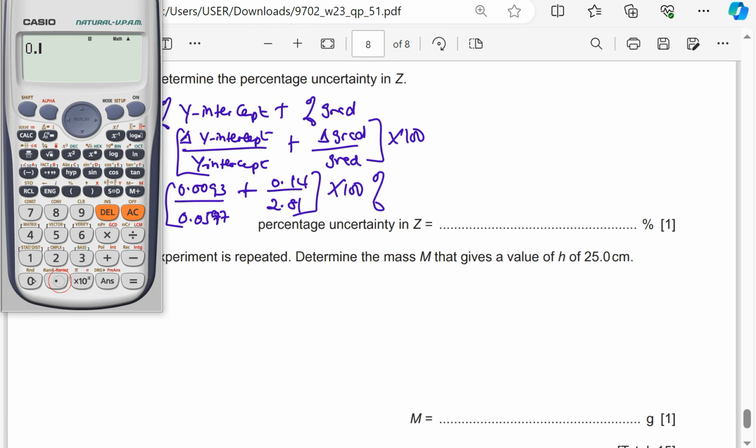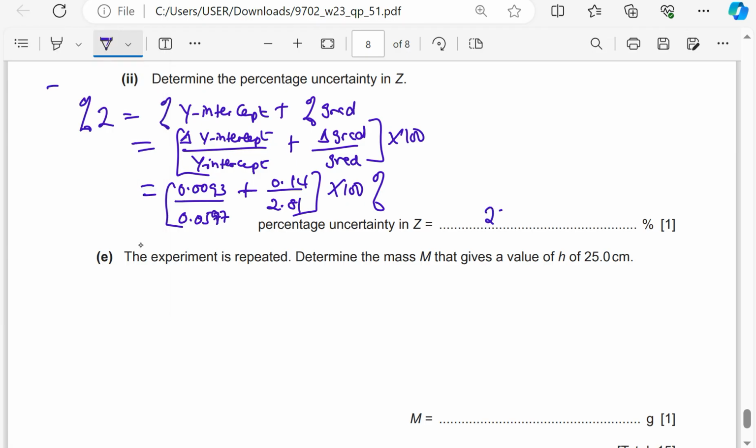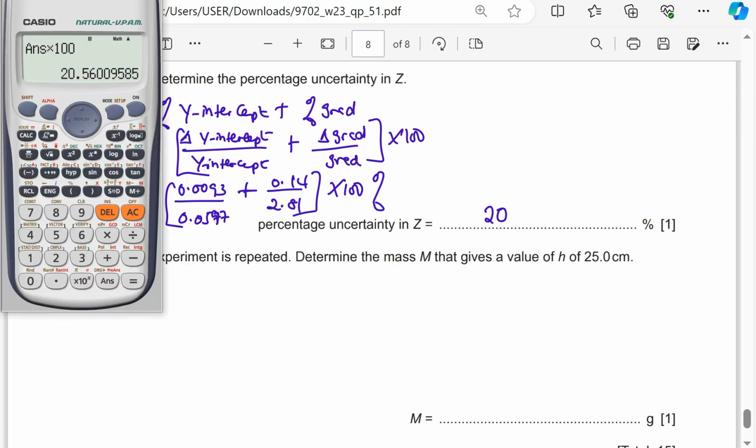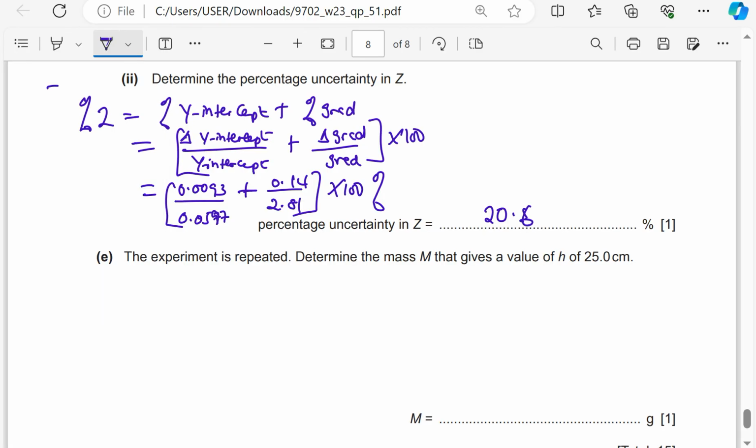So this is going to be 0.0093 divided by 0.0597 plus 0.14 divided by 2.81, then times 100. So this is giving me approximately 20%, or 20.6%. Okay, so the percentage uncertainty in z is 20.6%. That is quite big, but you may get a value which is as low as 5%, depending on how you have calculated this. I'm just interested in the method.